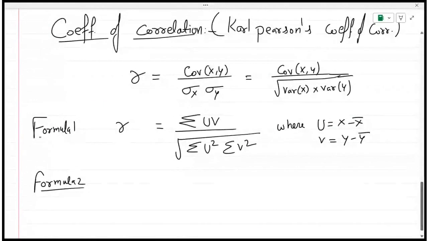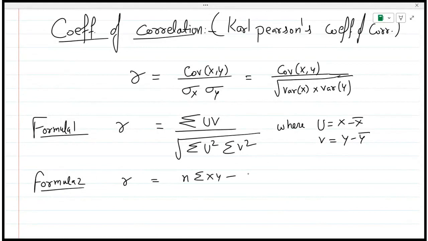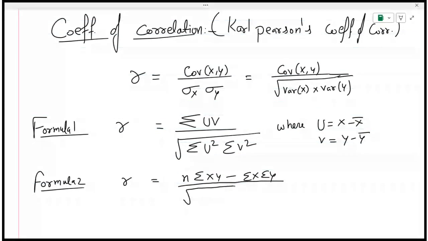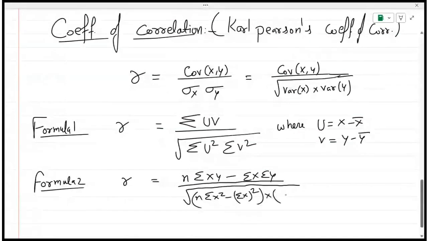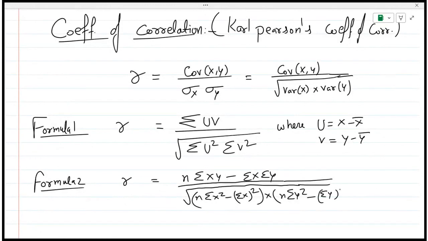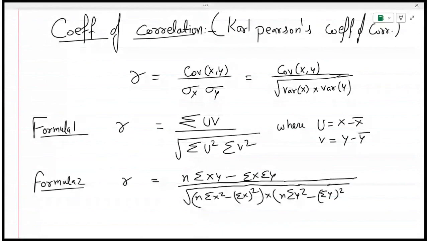So you can use any formula in the exam, but it is better that we know both of these. Second is n into sum of xy minus sum of x into sum of y, whole divided by under root n into sum of x square minus sum of x whole square, and same thing in terms of y, n into sum of y square minus sum of y whole square. So these are the two formulas.